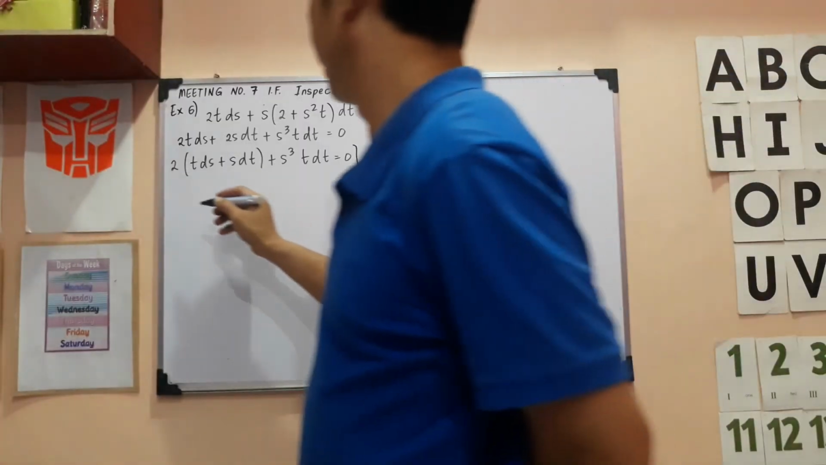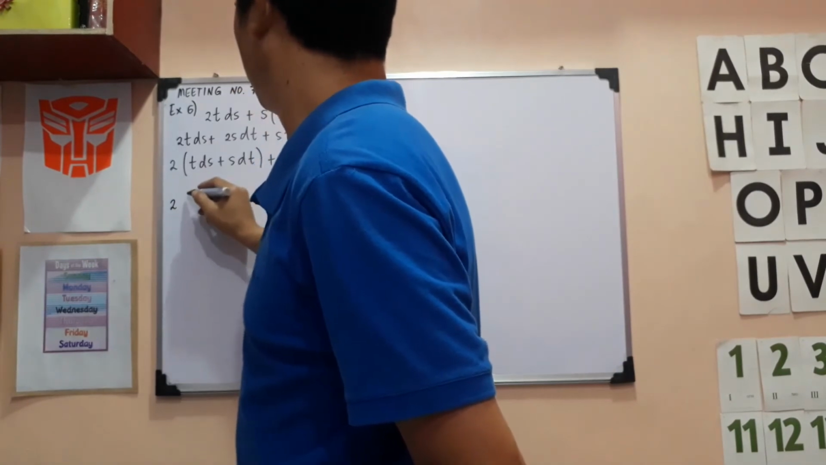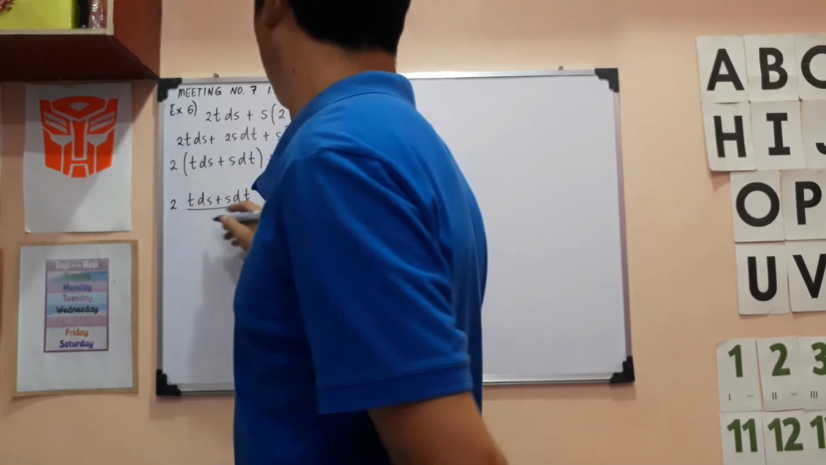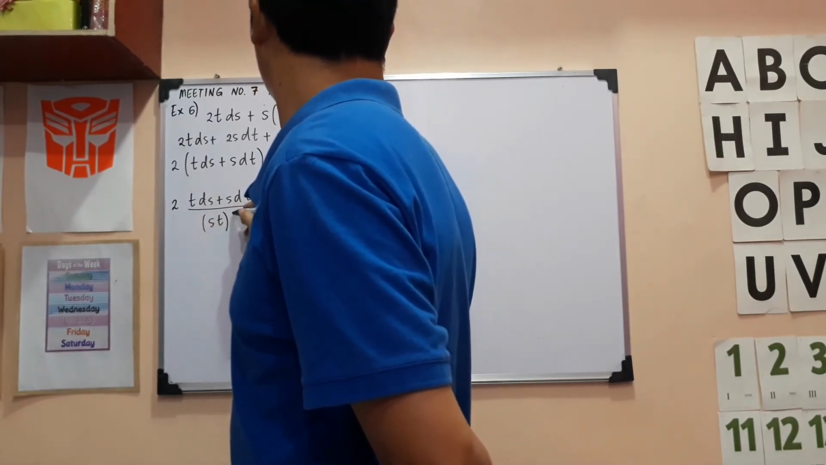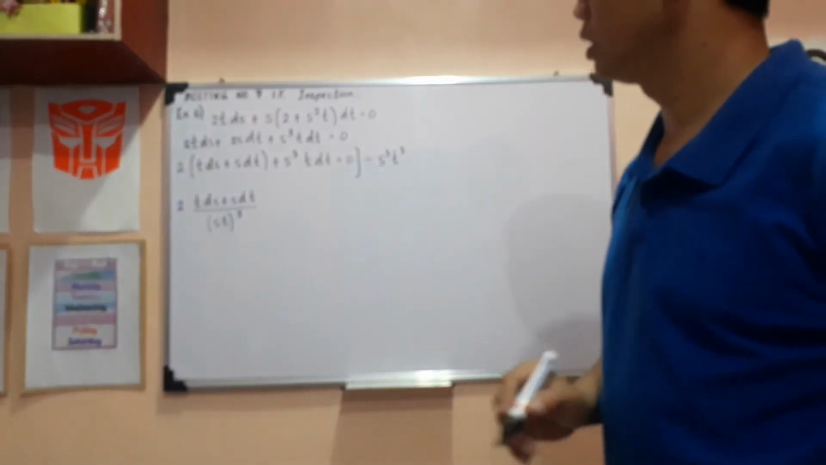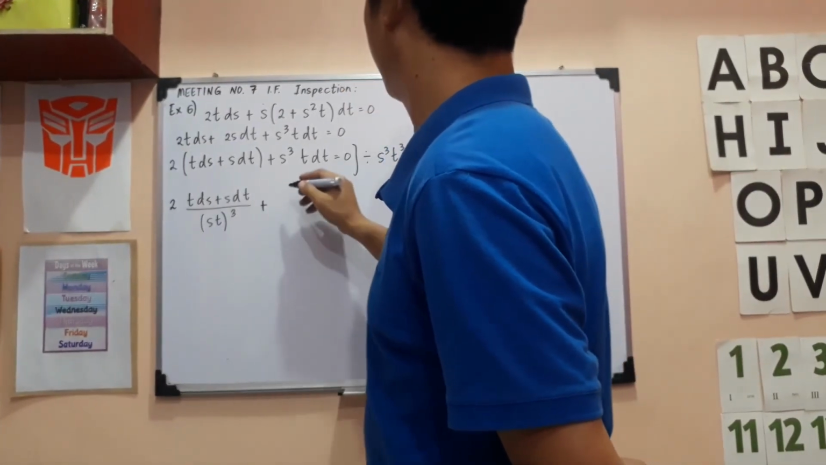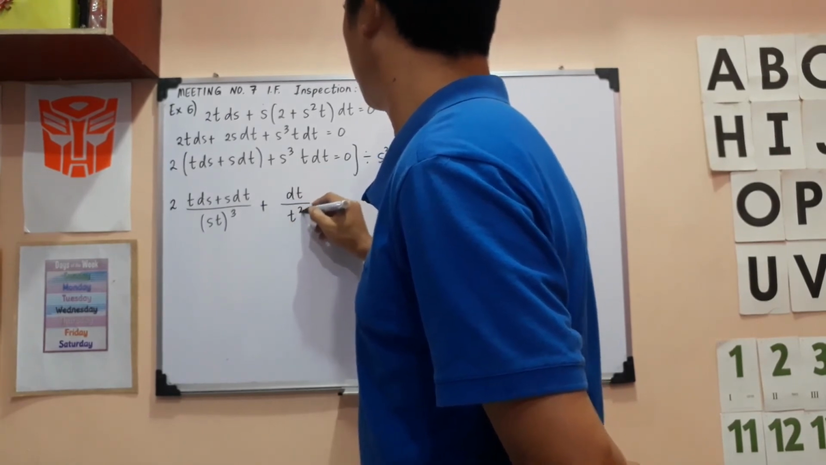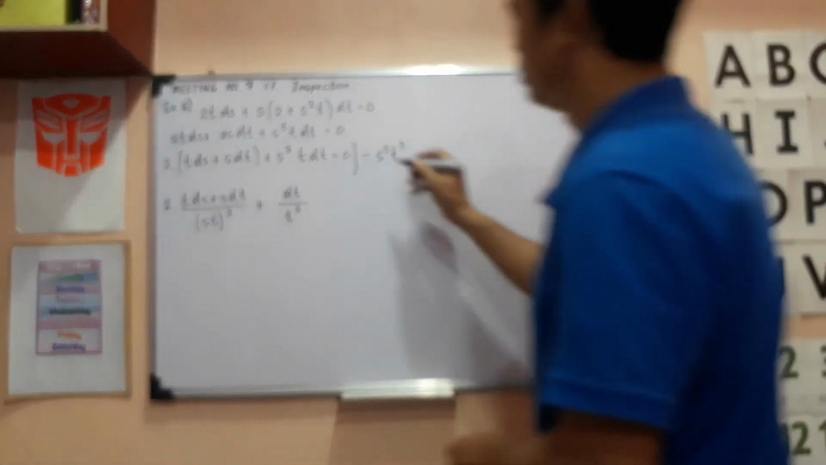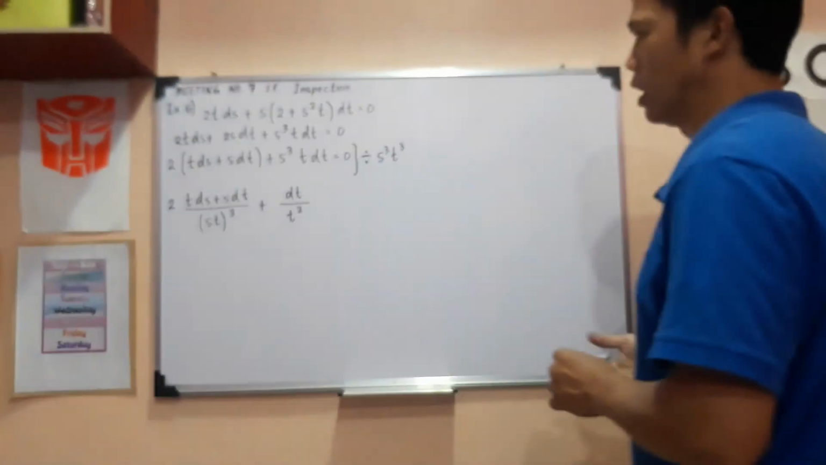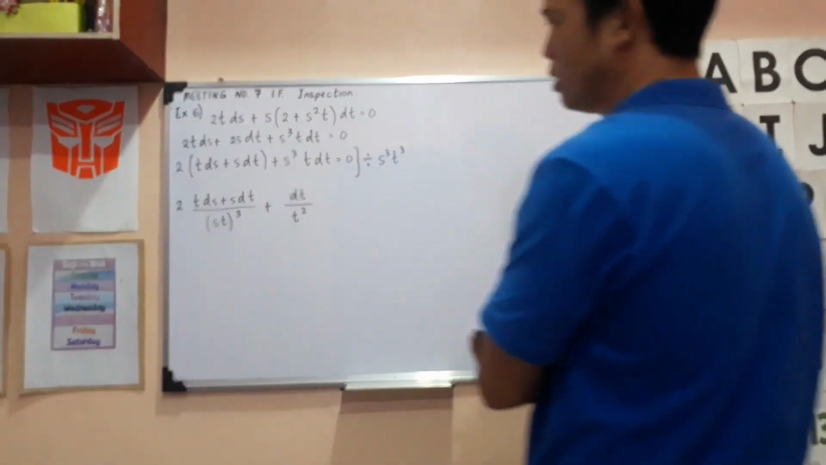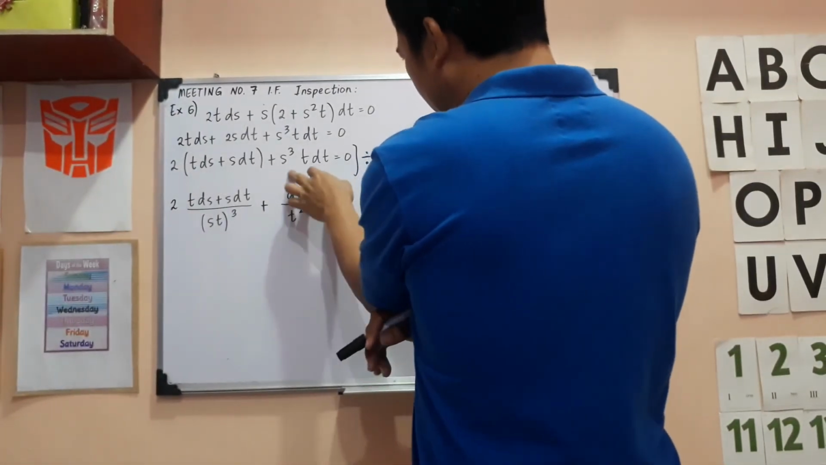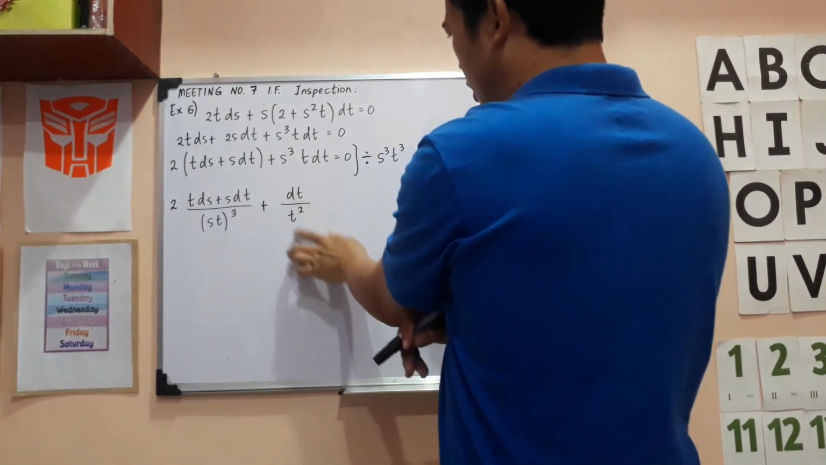So, ano mangyayari dyan? So, I have here 2. And then, t ds plus s dt. Diba ito ay st raised to 3. Diba? Ganun yun, diba? Okay? And then, plus dito ay magiging dt all over t square. Tama? Tama? So, divide, ano? So, naging independent na lahat. Okay? So, dito, t dt na lang yan. Ano? And dito, paano naman yan? Okay, wait lang, bago ko sagutin. Ito, cancel yung s cube at saka ito, t square na lang sa natira.